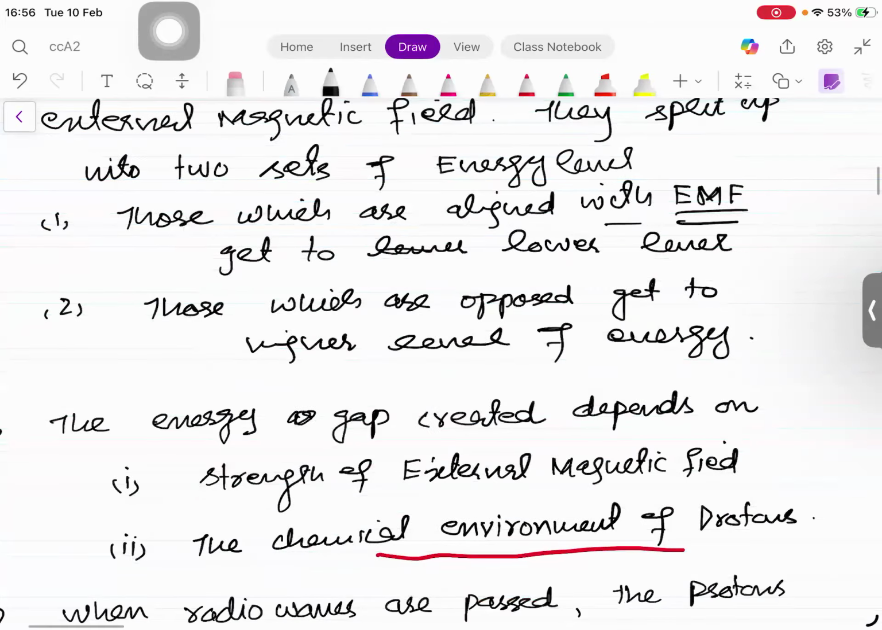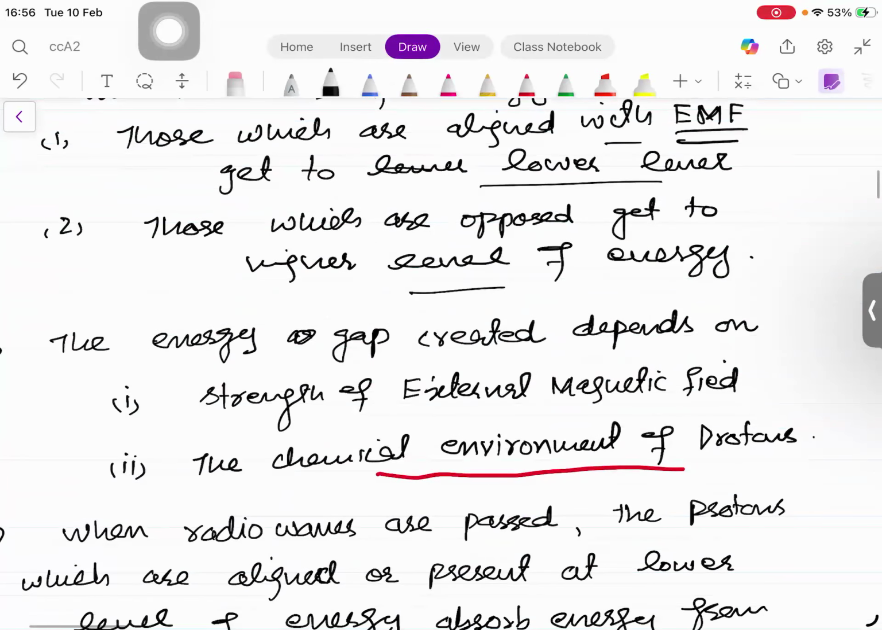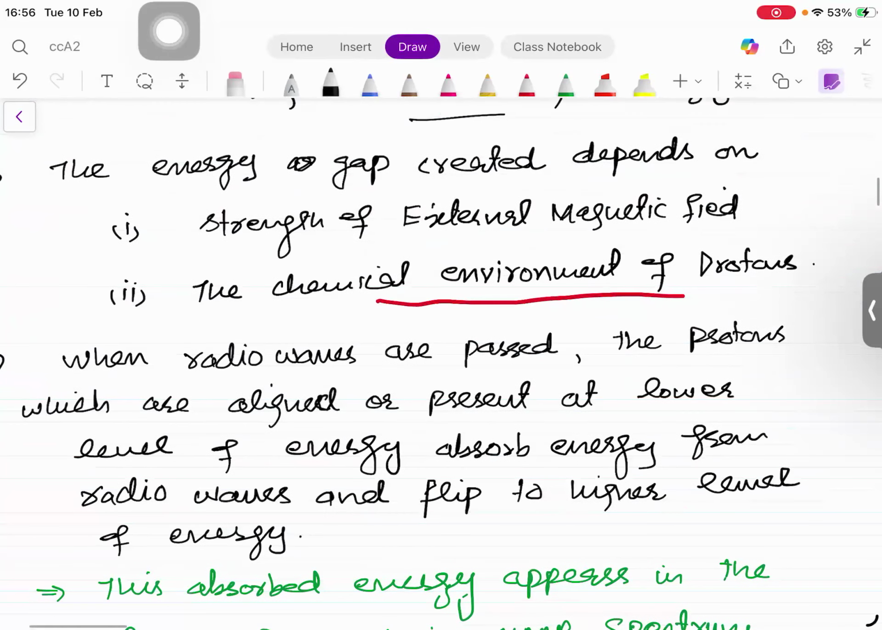Those aligned with the external magnetic field get to the lower level. Those which are opposed get to the higher level. The energy gap created between them depends on what? The strength of the external magnetic field, which we mostly keep constant, and the chemical involvement of the protons.